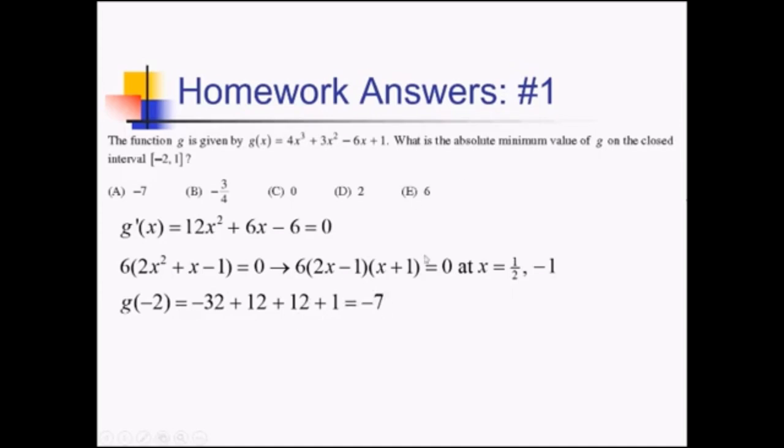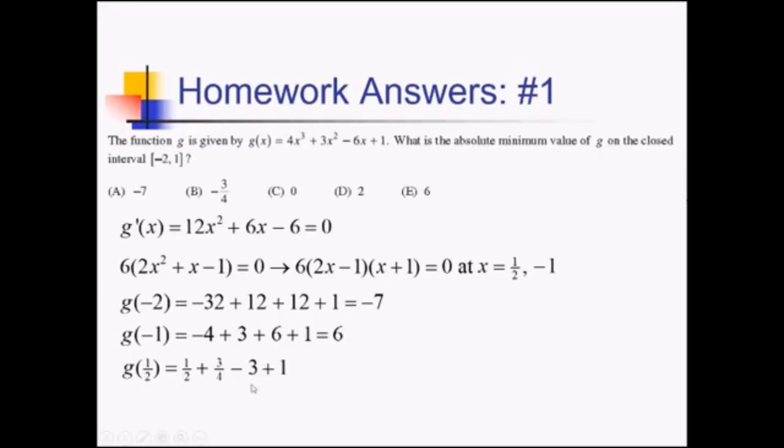All right, let's test out -1. Now this one's a little bit easier. This is going to be -4 plus 3, because it's an even exponent, plus 6 plus 1. So this -1 over there cancels with this one. We have 6 left over, so definitely not the absolute min. Moving on to 1/2, which is kind of gross because it's a fraction, but we'll deal with it. We've got 1/2 cubed is 1/8. 4 times that is going to be 1/2. And then we have 3 times 1/2 squared, so that's going to be 3/4. Minus 6 times 1/2, so -3, plus the 1 at the end.